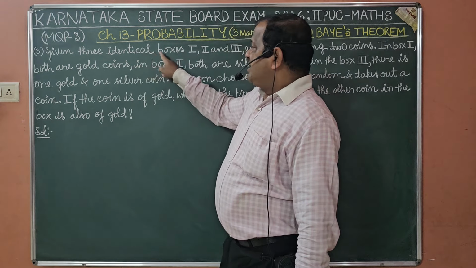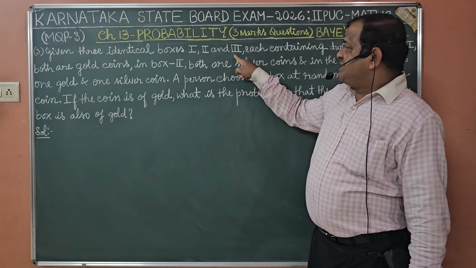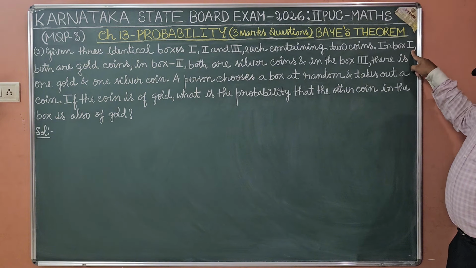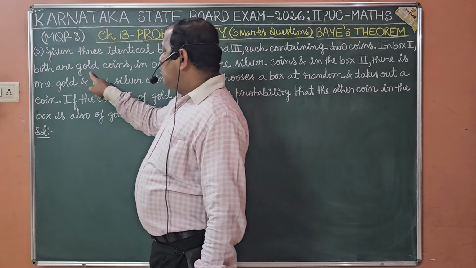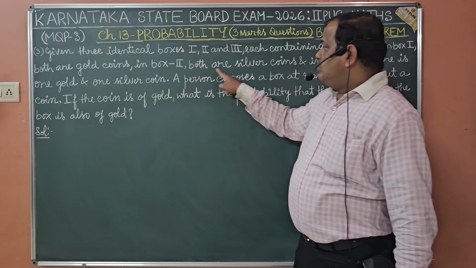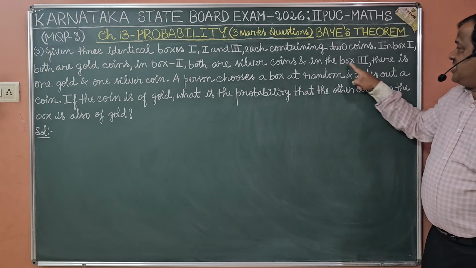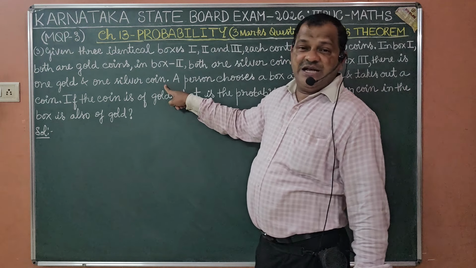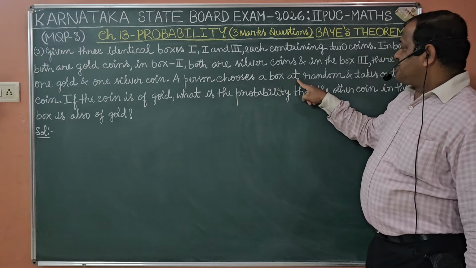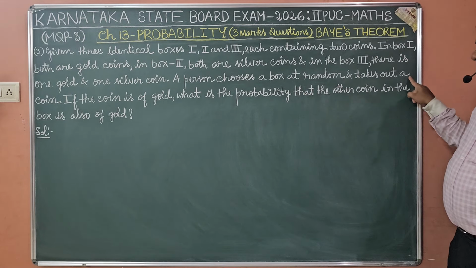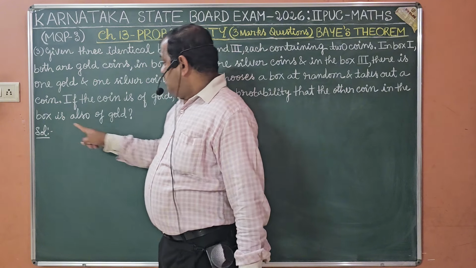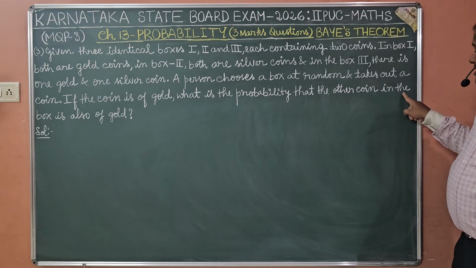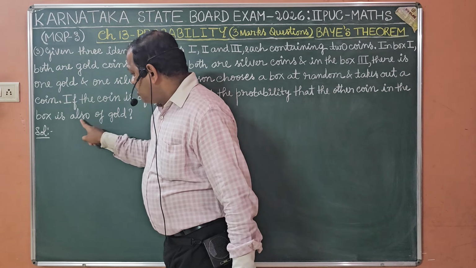Given 3 identical boxes, 1, 2 and 3, each containing 2 coins. In box 1, both are gold coins. In box 2, both are silver coins. And in box 3, there is 1 gold and 1 silver coin. A person chooses a box at random and takes out a coin. If the coin is of gold, what is the probability that the other coin in the box is also of gold?